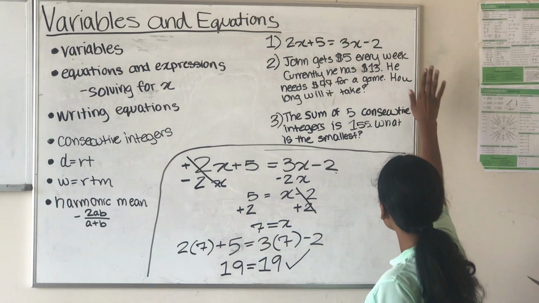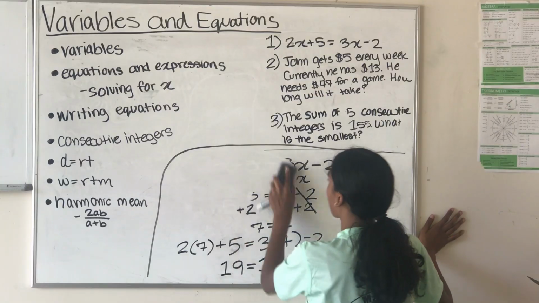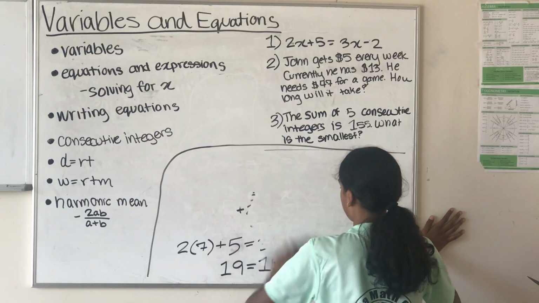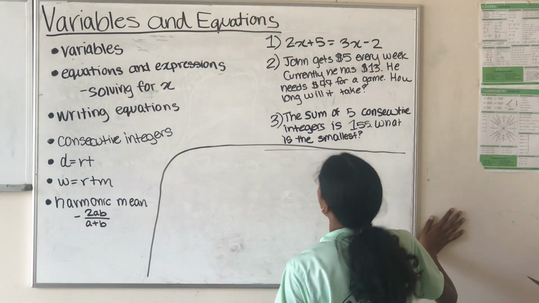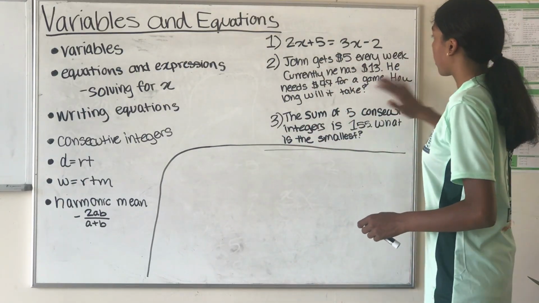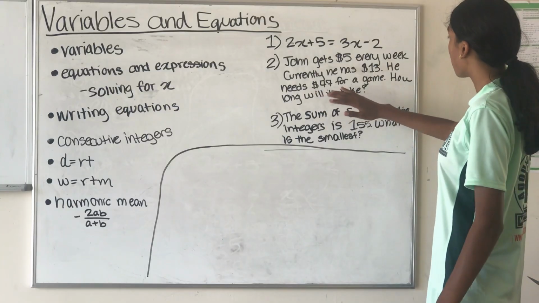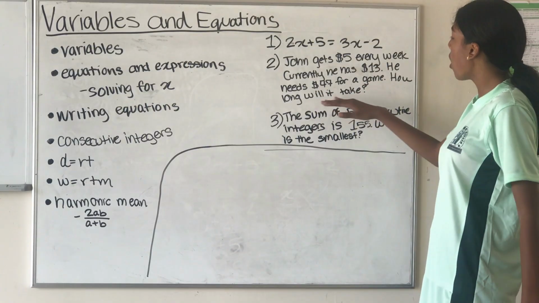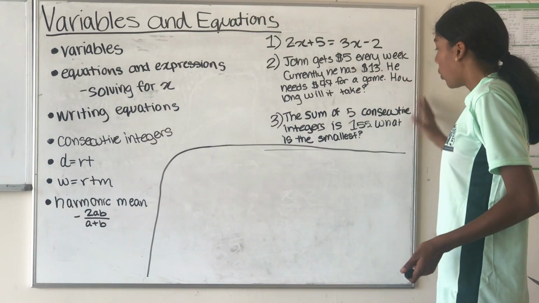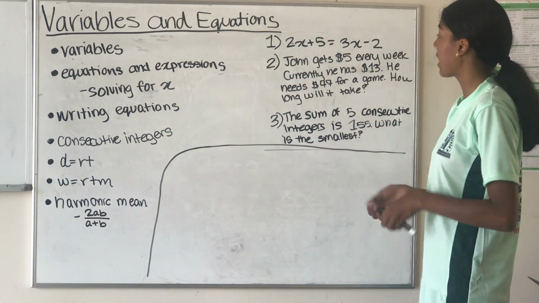So now we're going to do the second one. This is when our writing an equation skill comes handy. So the question is, John gets $5 every week. Currently he has $13. He needs $47 for a game. How long will it take? Well, how long will it take for him to have enough money to get that game?